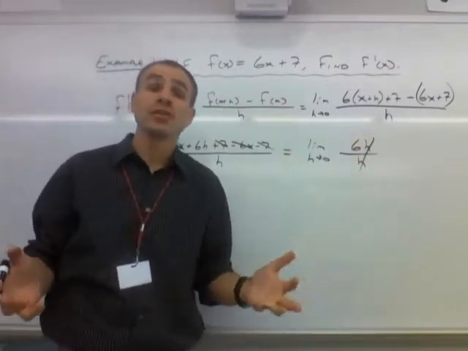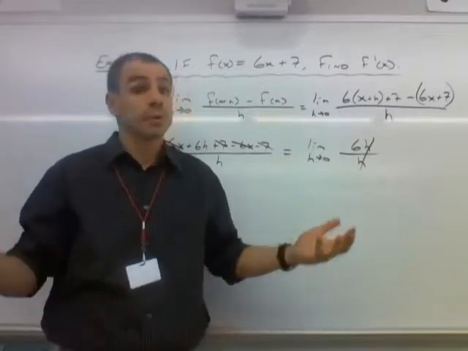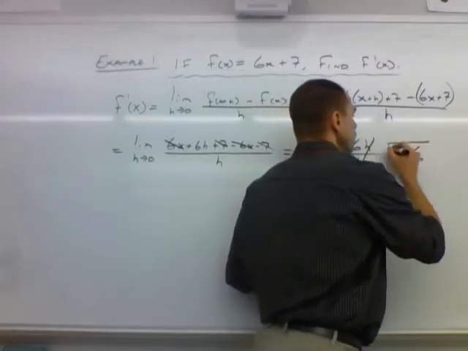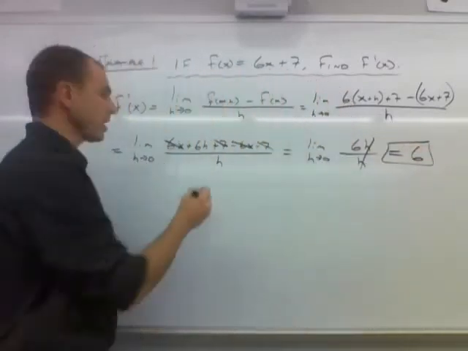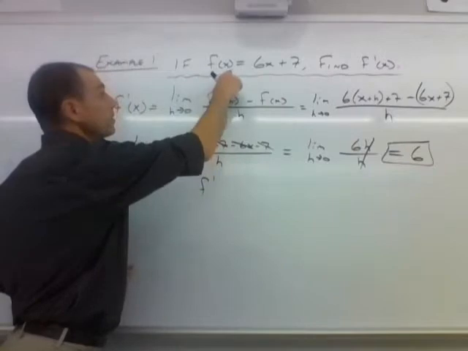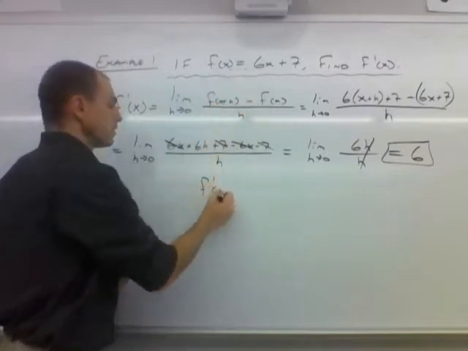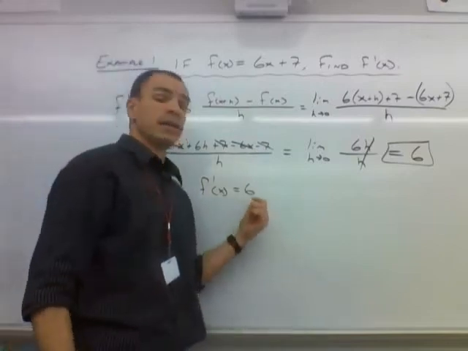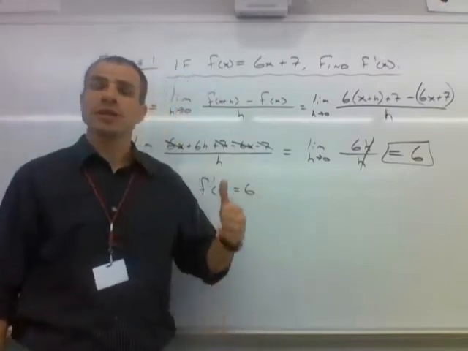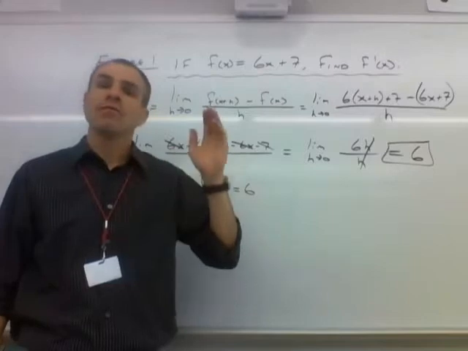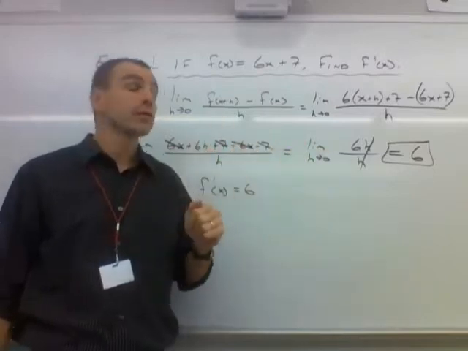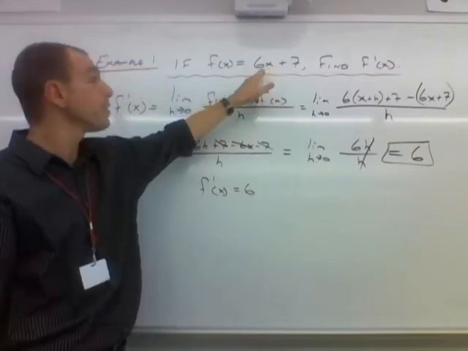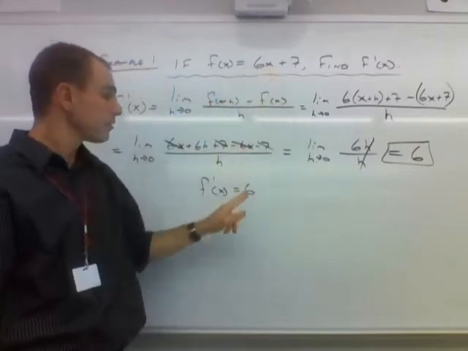That means we're going to plug in 0 for all of our h's, but there are no h's left. So our answer is just 6. We can say that if f of x is equal to 6x plus 7, then f prime of x is equal to 6. This is the rate that our function is changing. It's going up 6 units for every 1 unit it goes over. And if you think about it, that makes sense, because that's exactly what this line is. And what's the slope of this line? 6. So that should be our derivative.